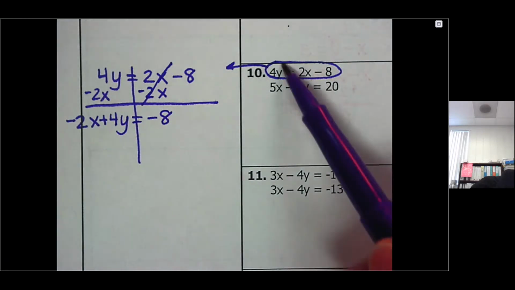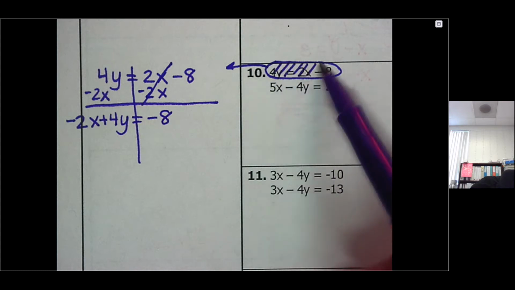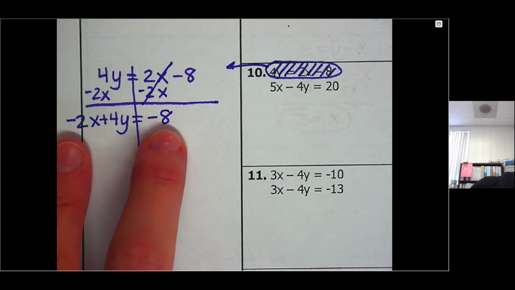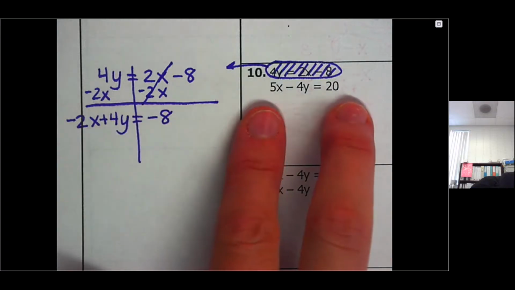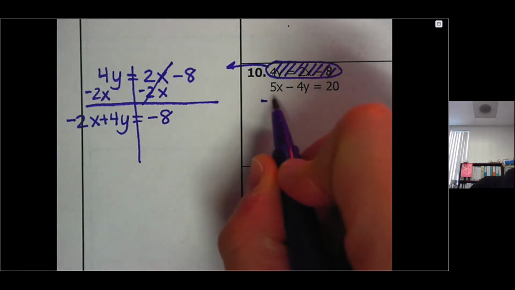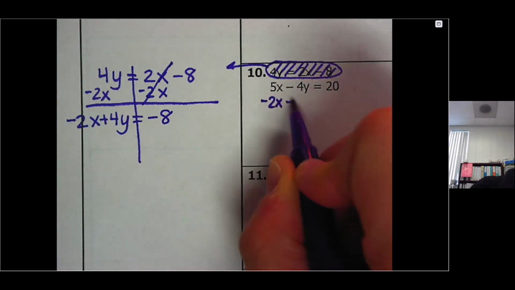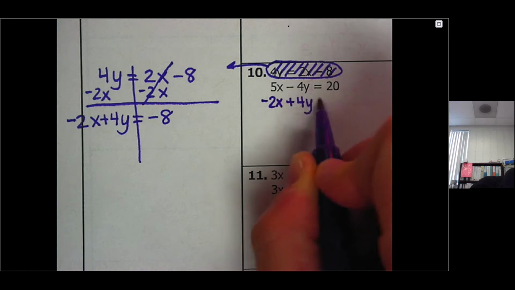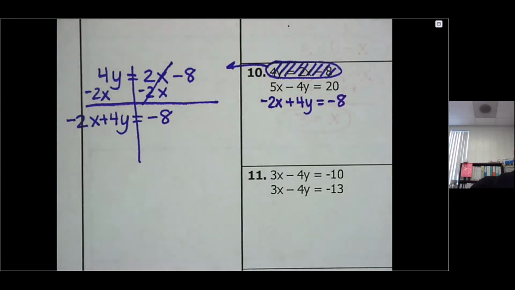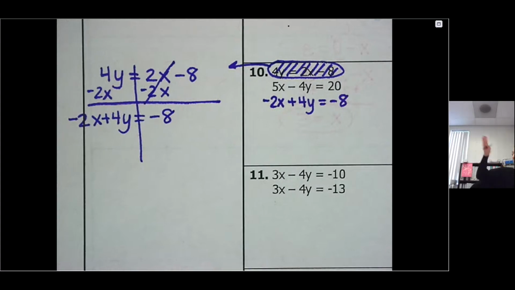So what I'm going to do is this. I'm now going to cross off this equation so I don't get myself confused. And I'm going to rewrite this equation directly underneath this equation right here. So this is minus 2x plus 4y equals negative 8. And now I look and I say, okay, are they lined up now? Are my x's and my y's lined up now?